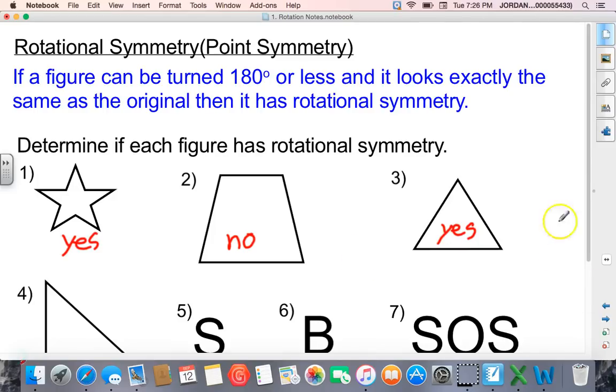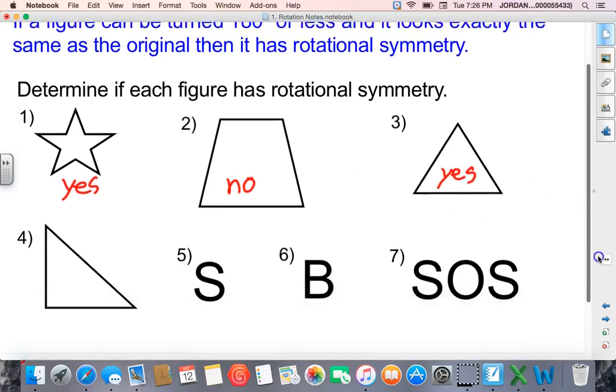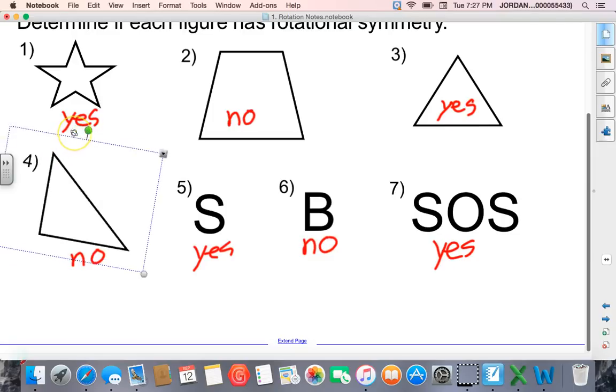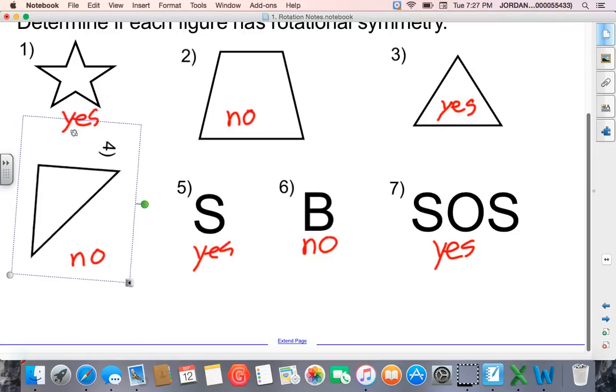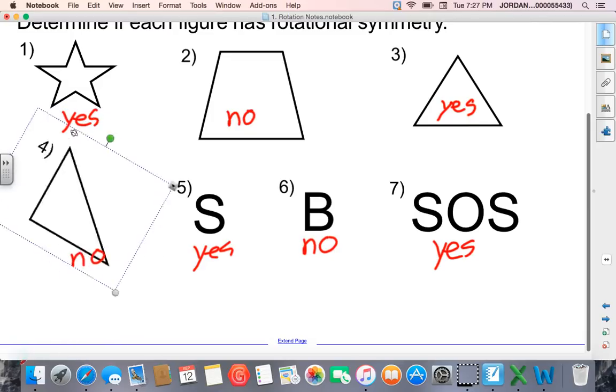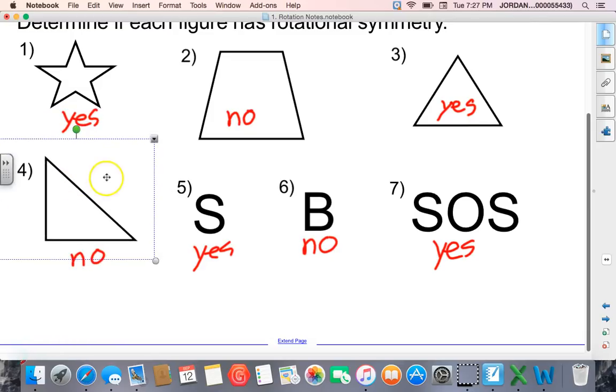All right, so I'm going to go ahead and pause it real quick and let you guys try to determine if you think 4, 5, 6, and 7 have rotational symmetry or not. Okay, so number 4 right here, this triangle, it does not have rotational symmetry. I don't get the same shape again until I get it all the way back around to where it started. So that one does not.